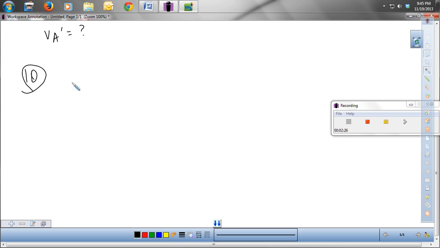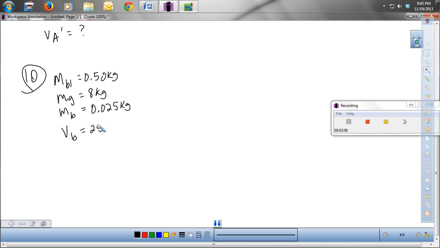So I said, okay, well, let me get everything set up. The mass of the block was 0.50 kilograms. The mass of the gun was 8 kilograms. The mass of the bullet was 0.025 kilograms. And we knew the speed of the bullet was 250 meters per second. So we needed to find the speed of the block and the bullet, and I'm going to call it prime because that's after the bullet lodges in the block. And then we wanted to know the recoil speed of the gun.